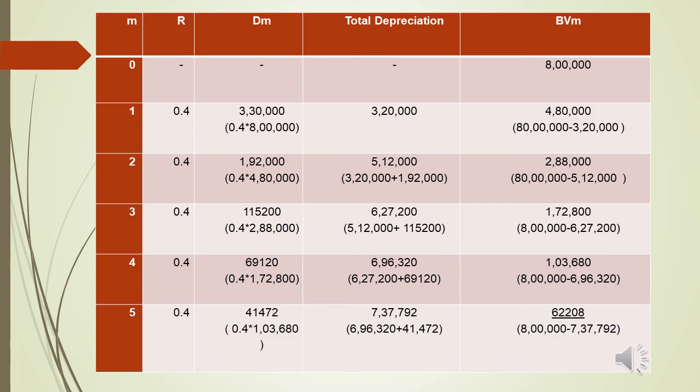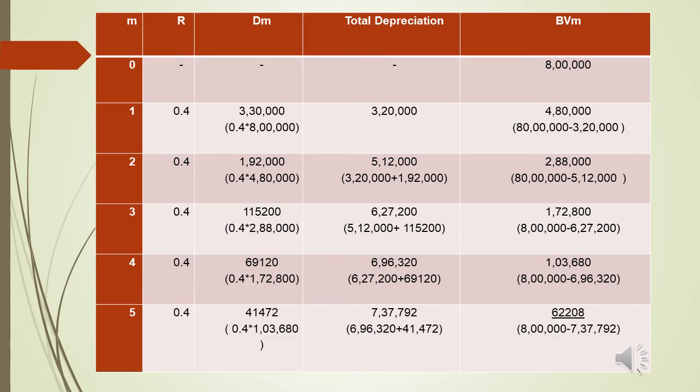And now we are finding BVM. How will you find BVM? You are going to subtract the total depreciation of the first year, that is 3,20,000, from 8 lakhs. So 8 lakhs minus 3,20,000 will give me 4,80,000. So the first year is completed. DM and total depreciation are done, and BVM is done.